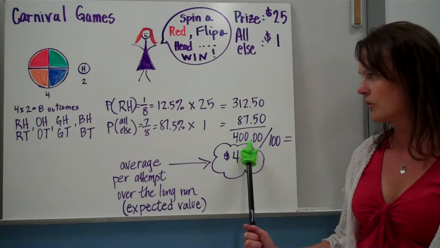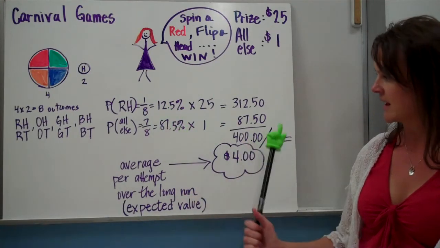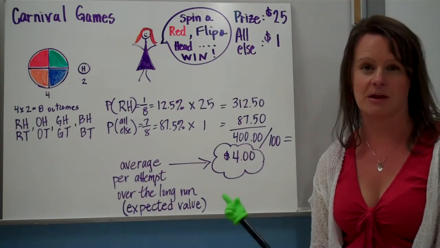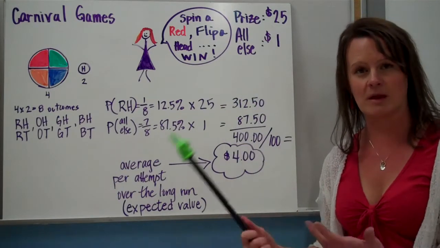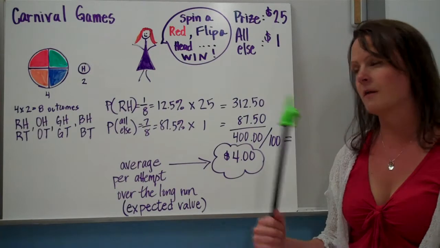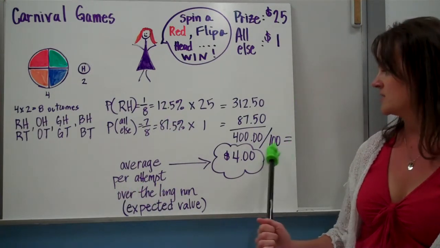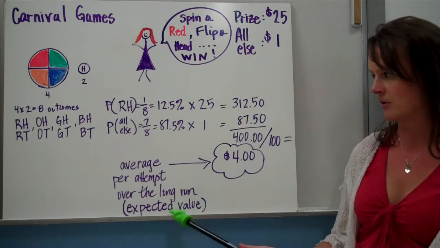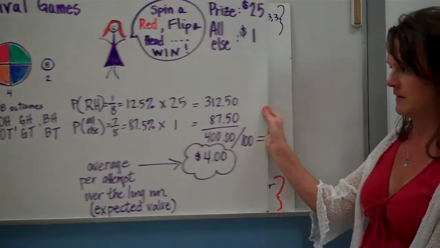And so total, in 100 tries, because remember this is out of 100, in 100 tries I would expect to make $400 playing this game. So if I played this game 100 times, I would expect to win a total of $400. To figure out the long-range per-attempt outcome, I'm going to divide that by 100 and I get $4. So remember, this is our expected value. It's the average that we expect over the long run.